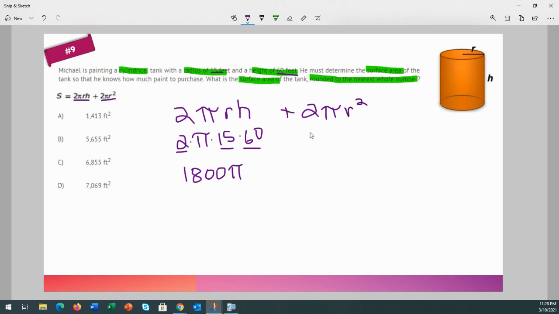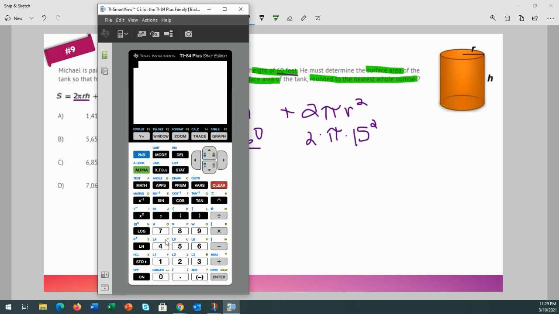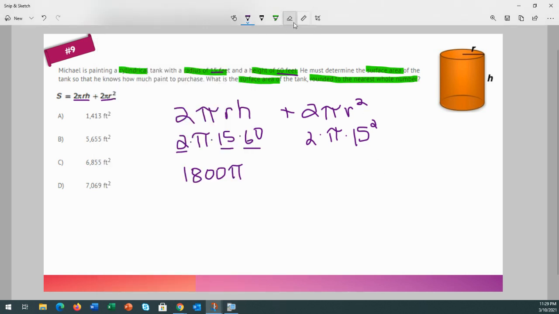Nothing here we can't handle. So 2 times pi times the radius squared. The radius was 15, so times 15 squared. Let's go ahead and figure out what 15 squared is, right? Let's do 15 times 15 and just replace that in our formula. So 15 times 15 is 225. So let's just get rid of that. Let's erase it and write what it really is. It's really 225. Okay, so this is the right side of our little formula.